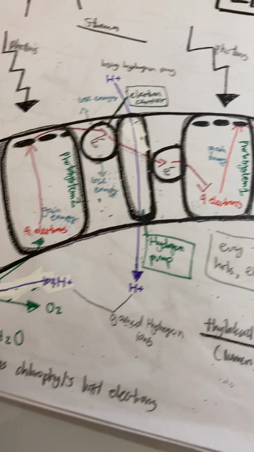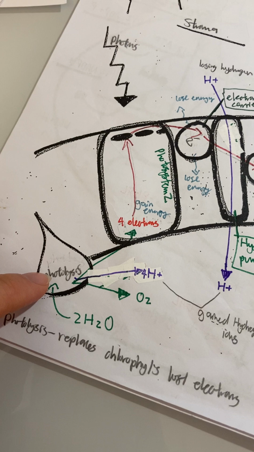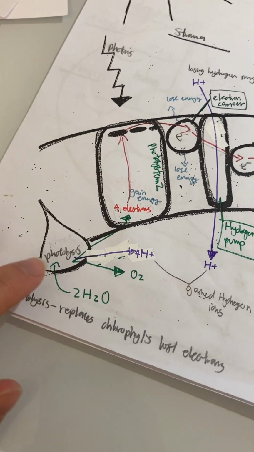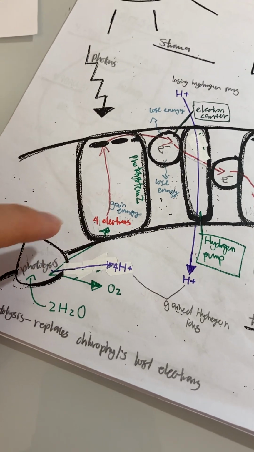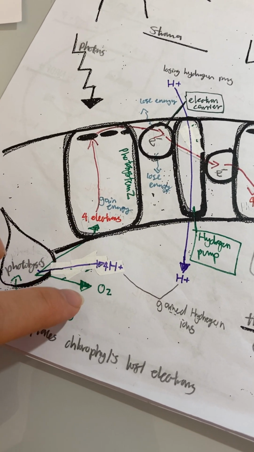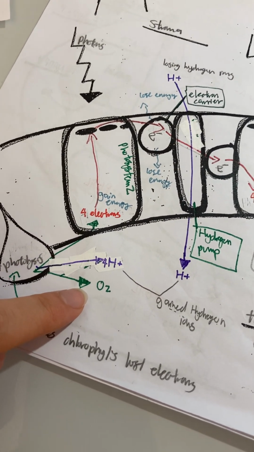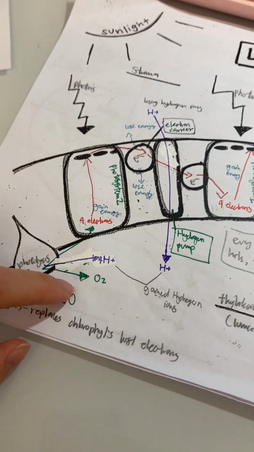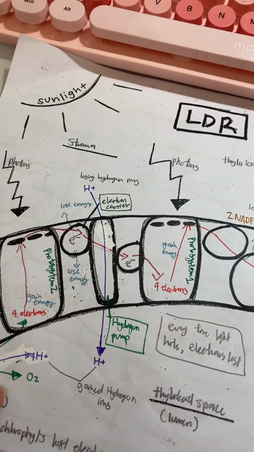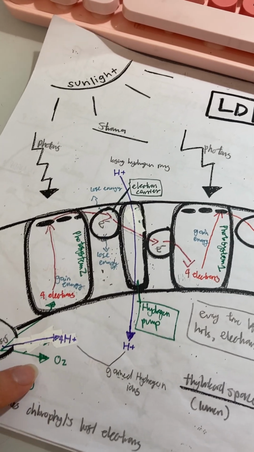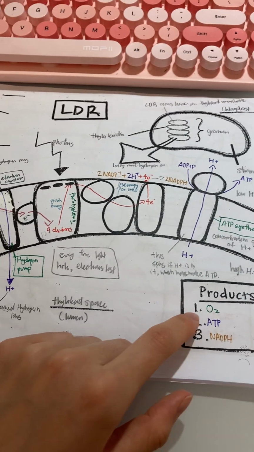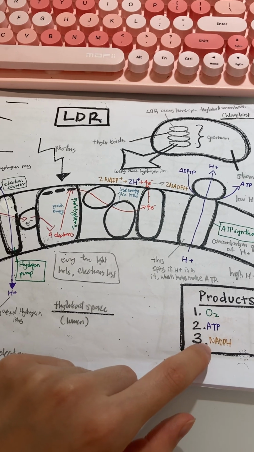And then also, through photolysis, we give back the electrons that we lost. So basically, it replaces our electrons, and it also releases oxygen. Oxygen in here isn't really a product, it's a waste product. The LDR's function isn't to produce oxygen, but it creates oxygen as a waste product, which means our products are oxygen, ATP, and NADPH.